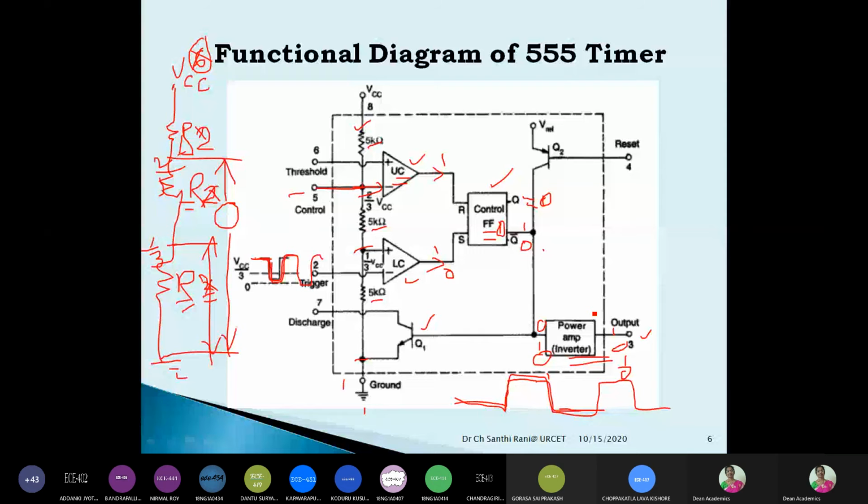First, let us say Q bar is equal to high. So with that, we are starting. Q bar is equal to high.